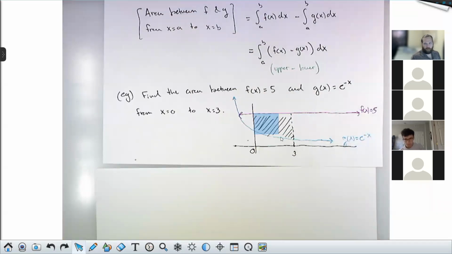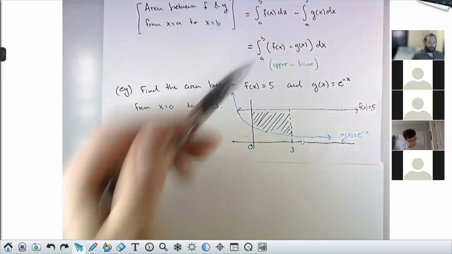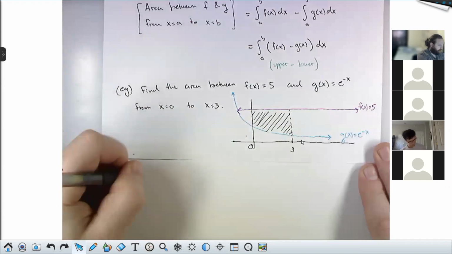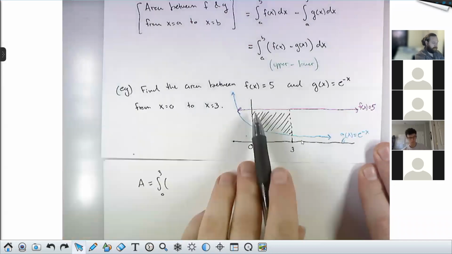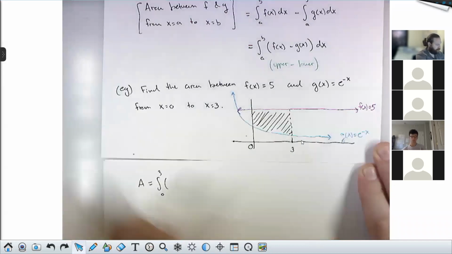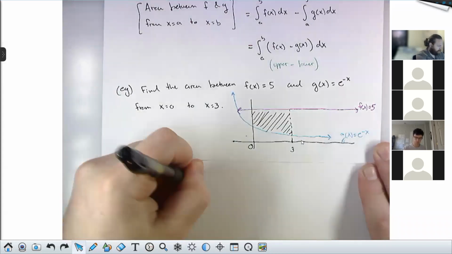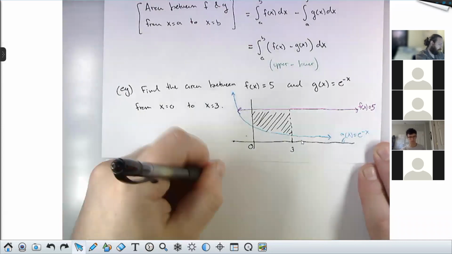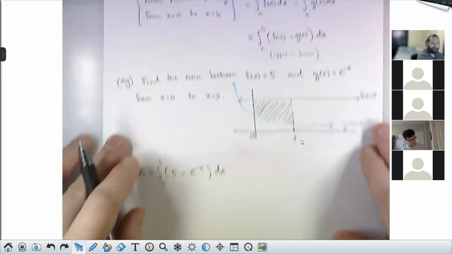And you can see if I were to find the area under f, that would be this rectangle, and then subtract the area under g, that would be this region down here, you will get the area that is between them. But rather than setting it up as two separate integrals, I'm going to jump straight to the upper minus lower thing. So my area here should be the integral from 0 to 3 of my upper function, which is just 5, constant function 5, minus my lower function, which is e to the negative x. Okay, so that's our integral set up and ready to go.